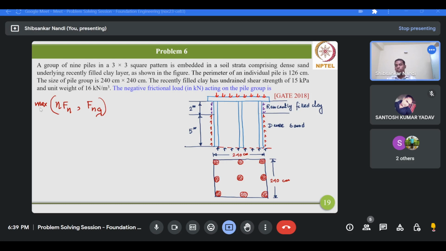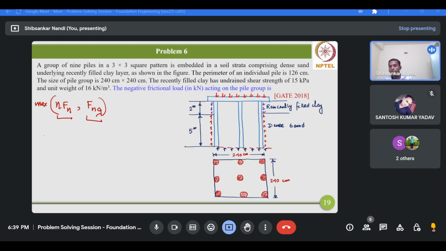Okay, so first we have to calculate the negative skin friction for an individual pile, and you have to multiply that with the number of piles in the pile group. So this will give you one negative frictional load acting on the pile group, and then you have to calculate the negative friction load as if it's acting on the block, and then take the maximum of this. Okay, we'll see how to calculate these two entities.